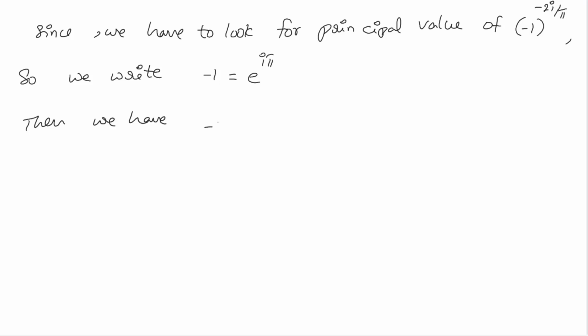So when we write like this, the whole complex number minus 1 whole to the power of minus 2i divided by pi is equal to e to the power of i pi whole to the power of minus 2i divided by pi. Now we can easily calculate the value of this expression: pi and pi will get cancelled, and then we get e to the power of minus 2 times i square, and that is nothing but e square. So in total we have minus 1 whole to the power of minus 2i divided by pi as e square. This is the principal value of this complex number.